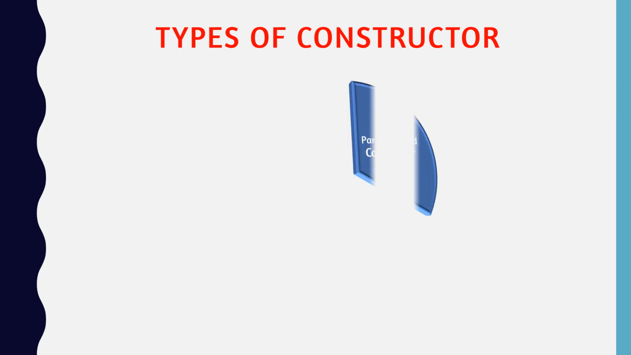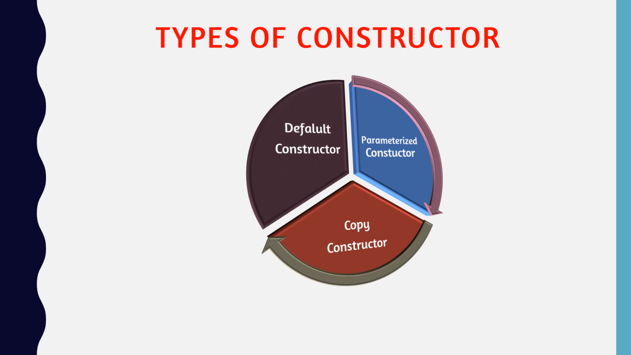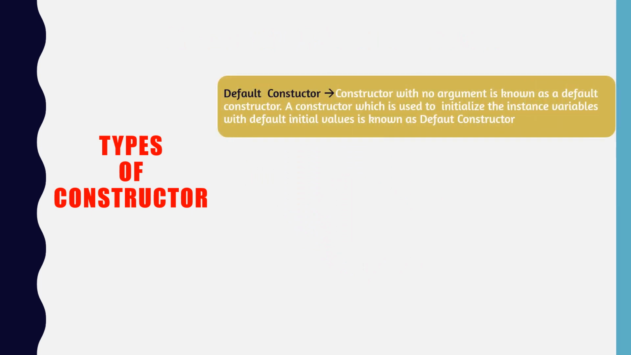Now the types of constructors. We have the parameterized constructor, copy constructor and default constructor. Mainly we will be using the default and parameterized. One by one we can discuss the definitions of these three types of constructors. Default constructor: a constructor with no argument is known as the default constructor.